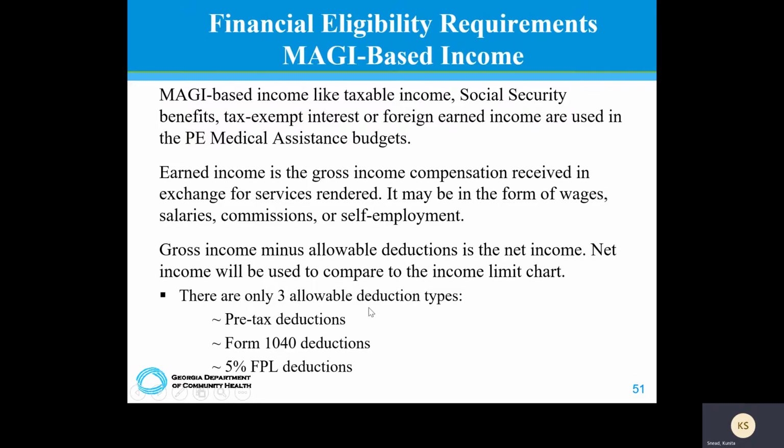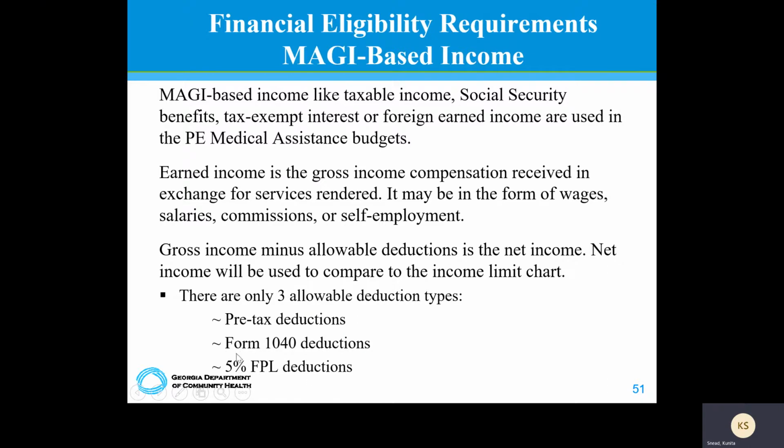Once we have their gross income, there are deductions that we can subtract off of that gross income to try to lower their income before we compare it to the income limit. There are 3 types of deductions that we're going to look at: your pre-tax deduction, your 1040 deductions, and then your 5% deductions. For the pre-tax and the 1040 deductions, if they have any one of these types of deduction, you're going to ask about it, and then we're going to automatically subtract it.